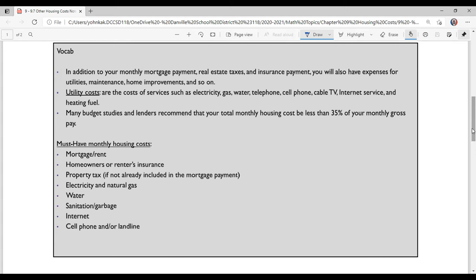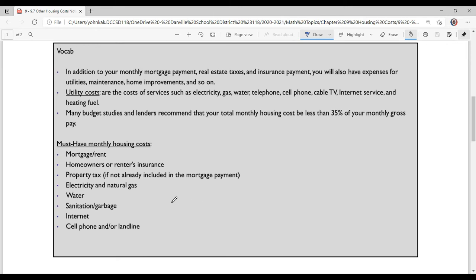Utility costs. These are costs of services such as electricity, gas, water, telephone, cell phone, cable TV, internet service, heating fuel. All of these are things that you need to be able to live properly in a house.